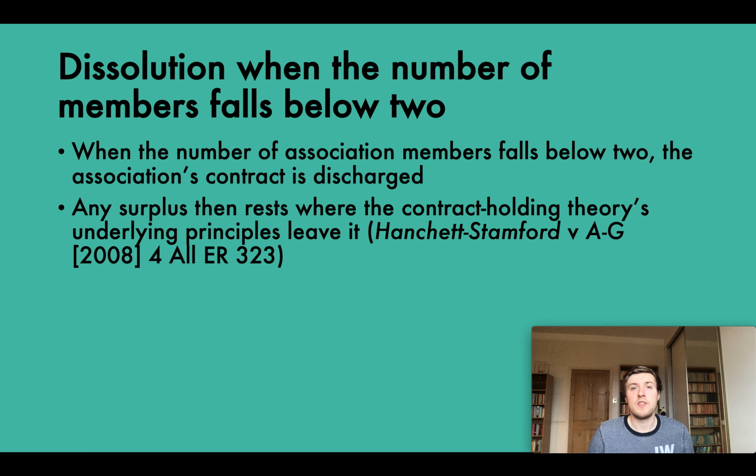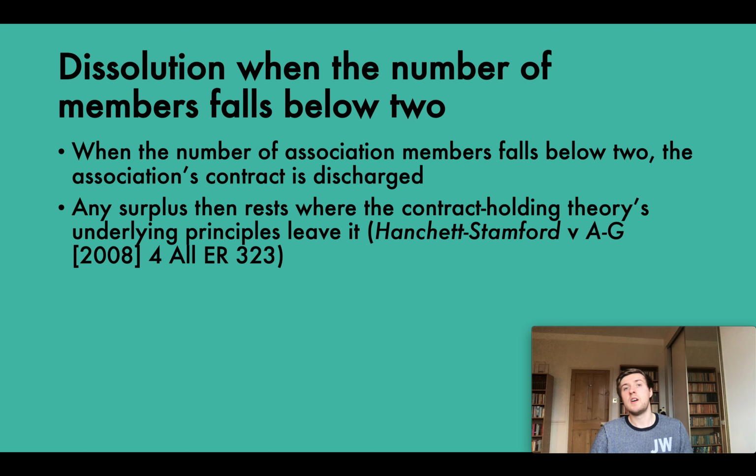It is clear though that this presupposition is not appropriate when dissolution has occurred because the number of members has fallen below 2. In this case, the association's contract must terminate for the simple reason that it's impossible for a contract to exist if there is only one party to it. So in this case, the fate of any surplus assets must be determined without reference to the association's contractual rules. Any surplus then rests where the contract holding theory's underlying principles leave it.